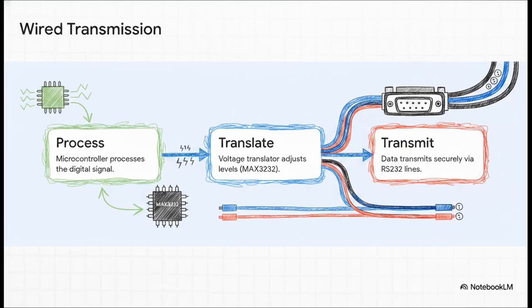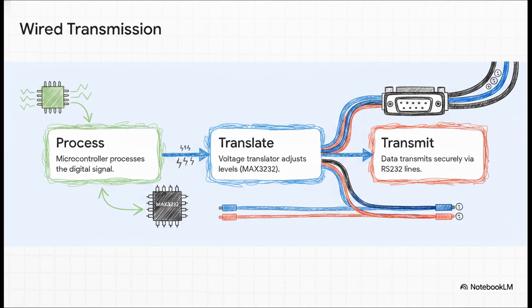So before data can ever reach the cloud, it frequently has to jump from the edge node to a local system using a wired serial connection, something like the RS-232 protocol. The progression here is pretty straightforward, but it's absolutely vital. First up, the local microcontroller processes the digital signal. But here's the catch. Microcontrollers use logic levels that are just too weak to travel over long cables without degrading.